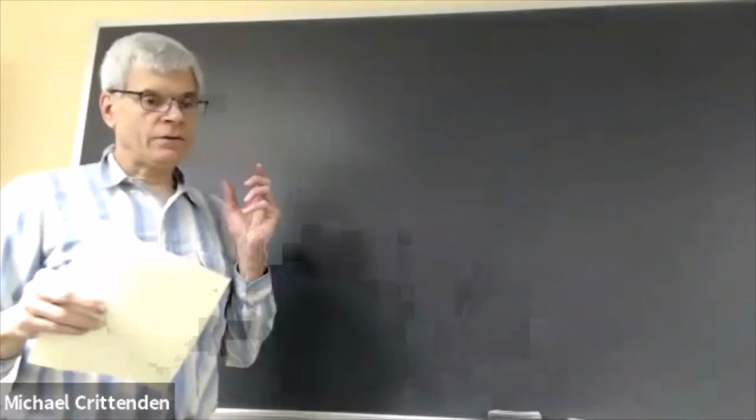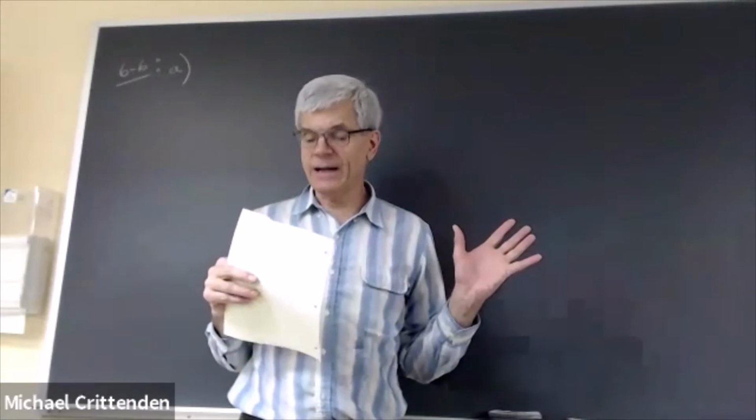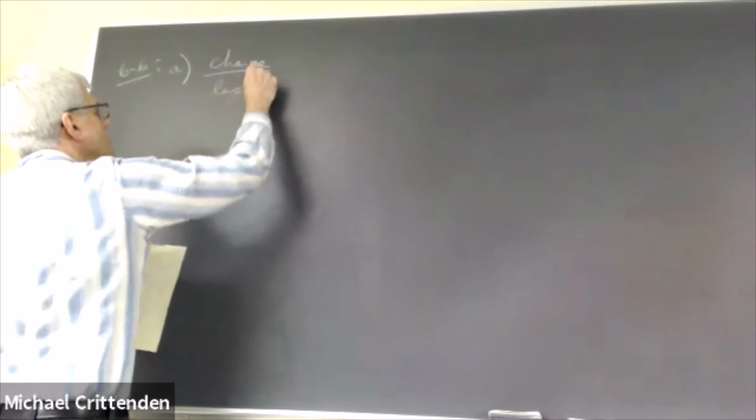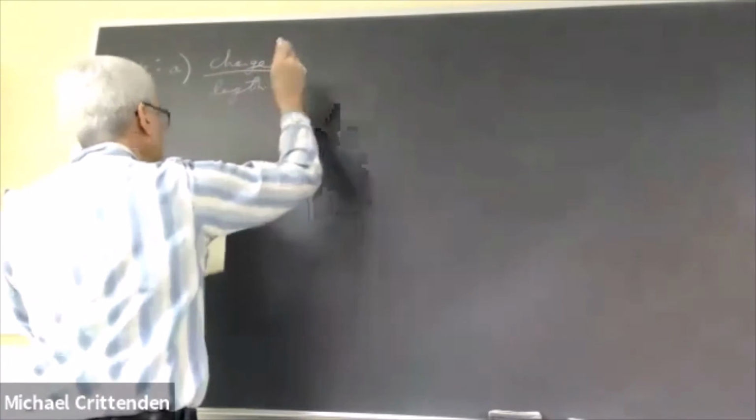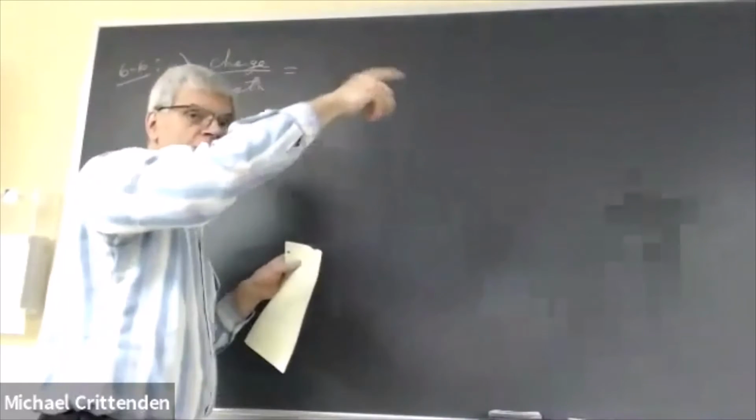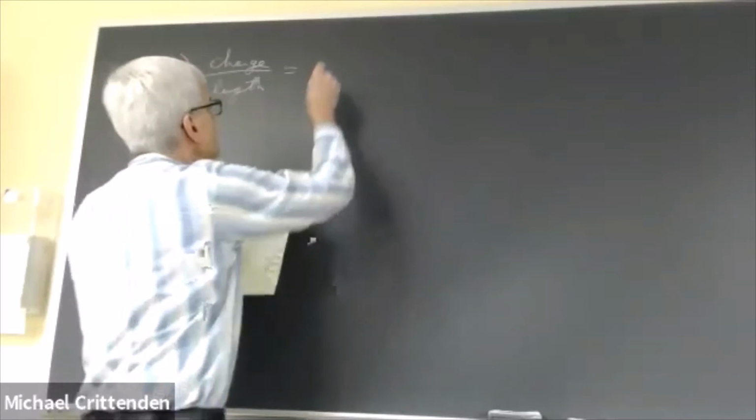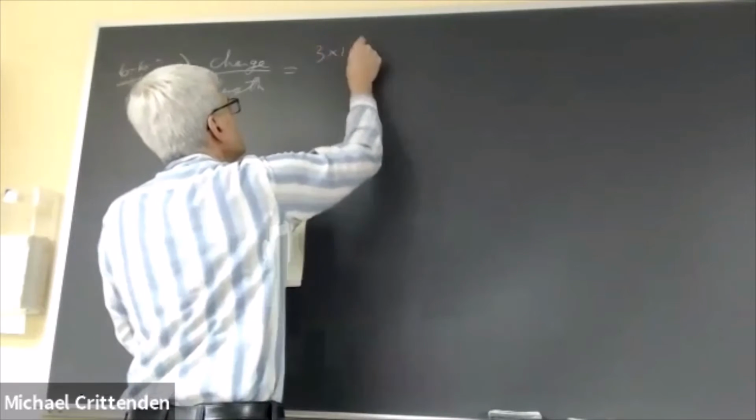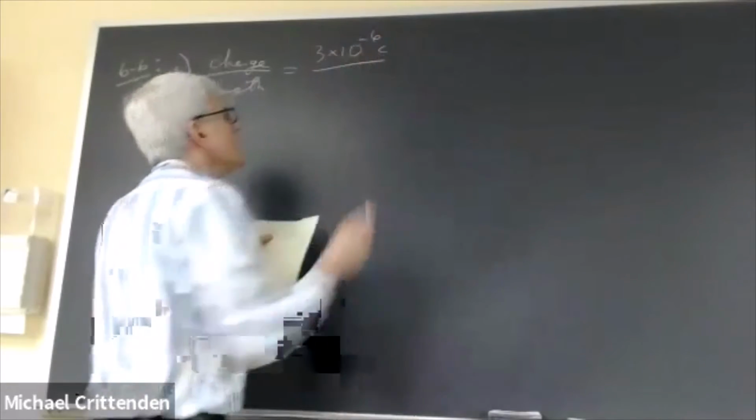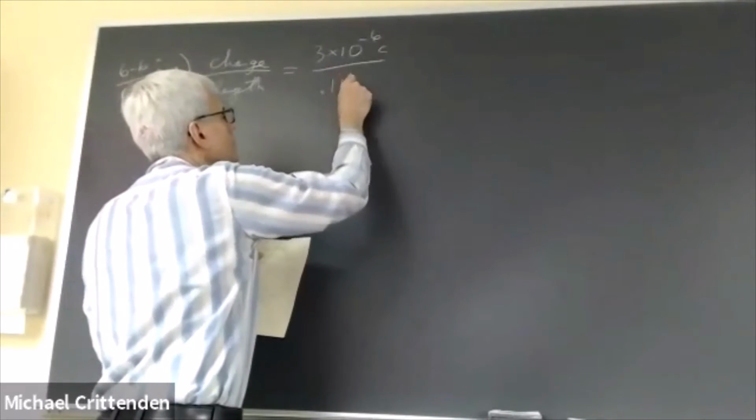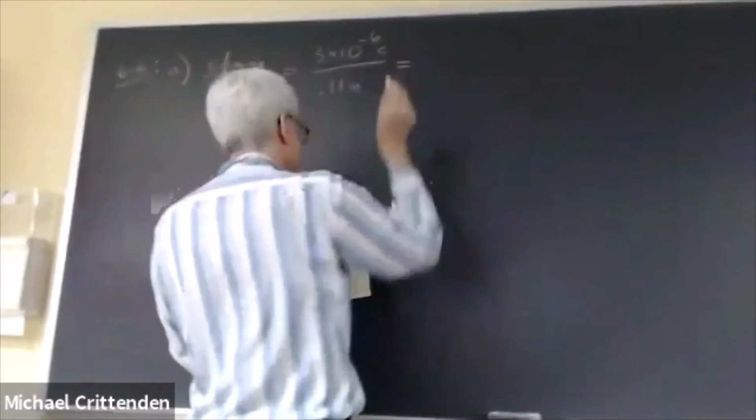part A, because the question says it's a uniformly charged object, that means the charge per unit length for the whole rod would be the same ratio as the charge per unit length for the small piece of it that's shown on the picture there. The whole rod has a charge of 3 microcoulombs and has a length of 0.11 meters.